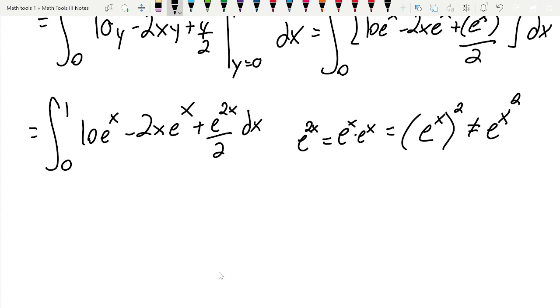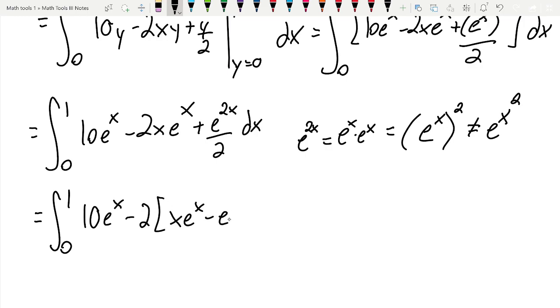For the middle part, I won't go through the integration by parts again because we just did that exact same one, so I'll just pull the answer out of there. So that's 10 e to the x minus 2 times x e to the x minus e to the x. This is what we just found when x e to the x was integrated. Plus this one, you let u be 2x, so then you'd have e to the 2x over 2. So this is going to be e to the 2x over 4 now. And then we're going from x equals 0 to x equals 1.